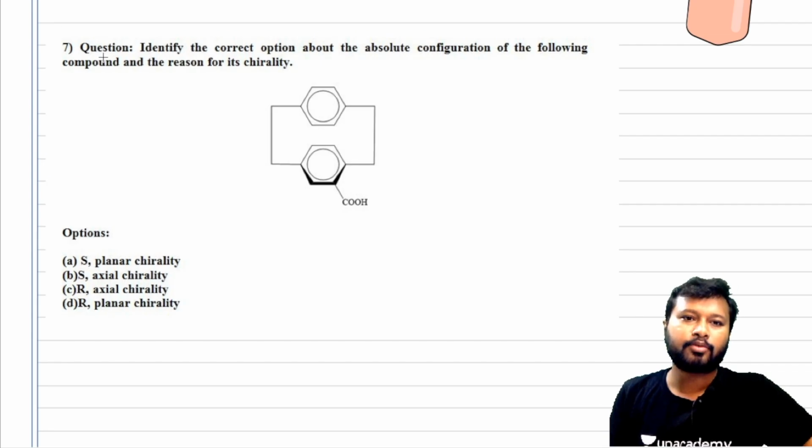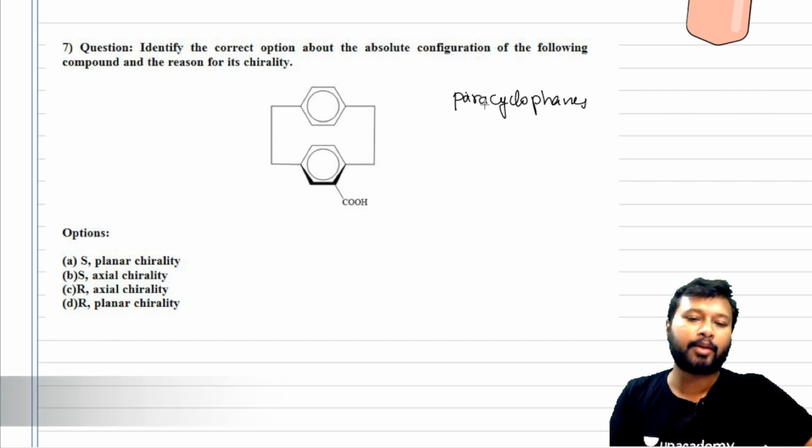Right, so let's take this question. It says: identify the correct option about the absolute configuration of the following compound and the reason for its chirality. Now this is a particular type of molecule. One thing you have to understand is that these are quite special molecules. They are called paracyclophanes, and they have a special type of chirality.